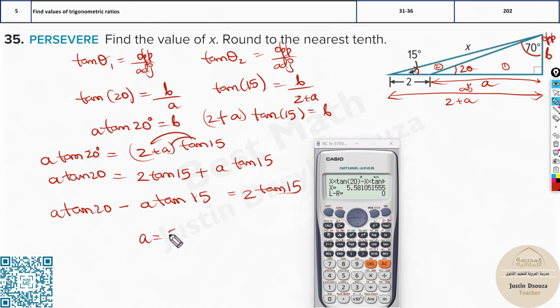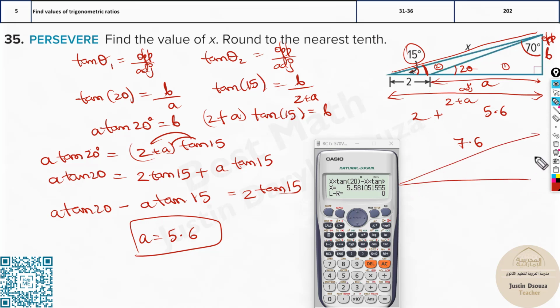A is equal to 5.58. Now, nearest tenth, right? So I'll take it as 5.6. And now here the A value is 5.6. This is 2. So what happens? The base is basically 7.6, 5.6 plus 2 is 7.6. This is the base. Now, this is what we need to solve, right? And we know this angle is 15 degrees. So I'll not erase everything. I'll just draw over here for a minute.